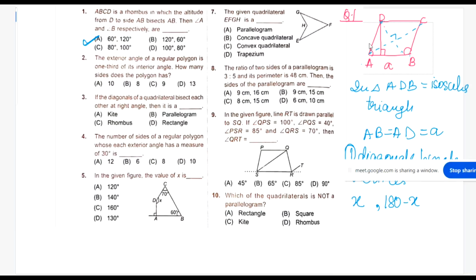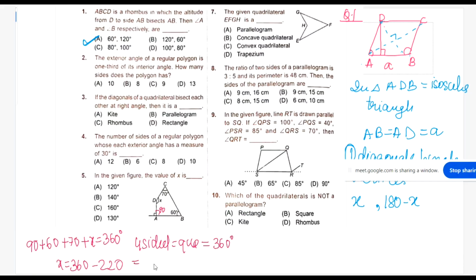First, question number 4. See, this one is 90, so this one will be also 90 degree, right? So 90, 60, and 1, 2, 3, 4. They are four sided, so it will be a quadrilateral. Quadrilateral, all angles sum is 360 degree, right? So 90 plus 60 plus 70 plus x is equal to 360 degree, right? So x will be how much? 360 minus 220, equal to 130. So it will be 130. So option number 4, right?